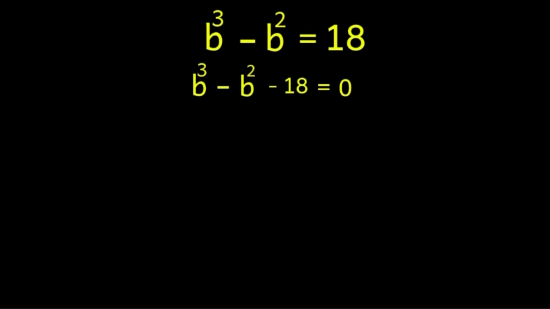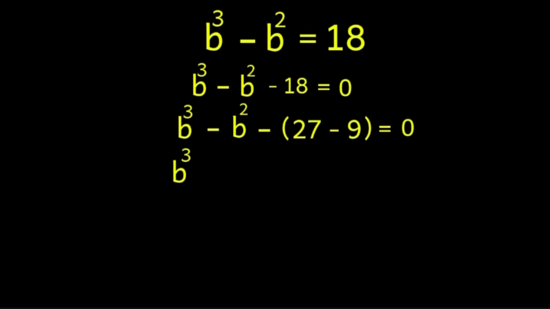So we rewrite the equation as b cubed minus b squared minus (27 minus 9). Now, carefully open the bracket and remember the minus sign in front, which gives b cubed minus b squared minus 27 plus 9. Next, we rewrite 27 as 3 cubed and 9 as 3 squared. So the equation becomes b cubed minus b squared minus 3 cubed plus 3 squared.